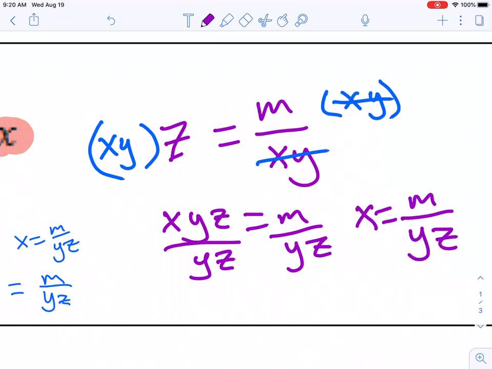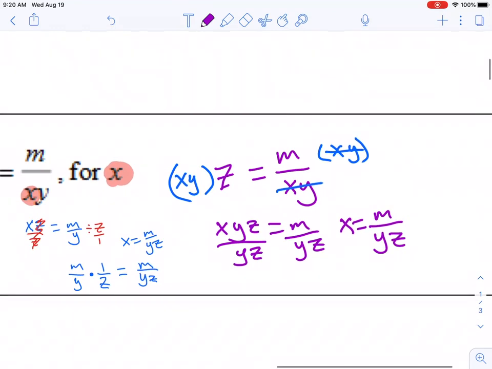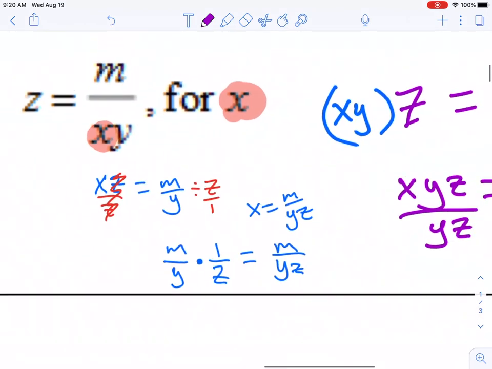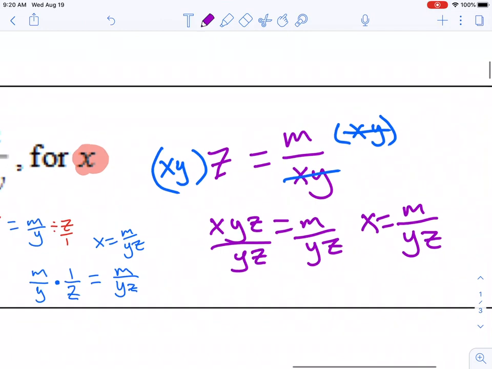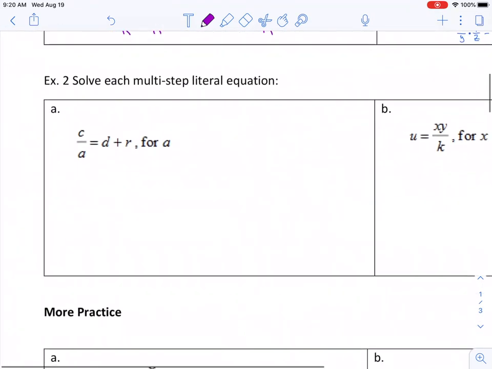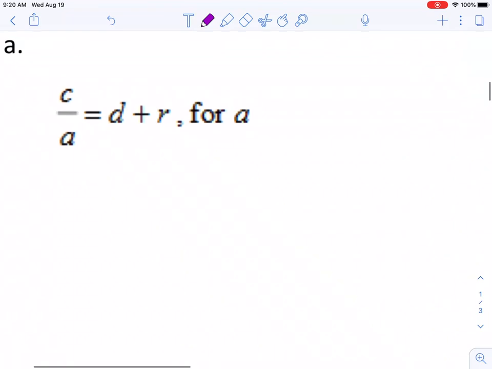So as you can see, there are some different ways to approach this. You can do it one piece at a time. This one I was able to take care of multiple things. It's just about building that confidence and getting comfortable with it.